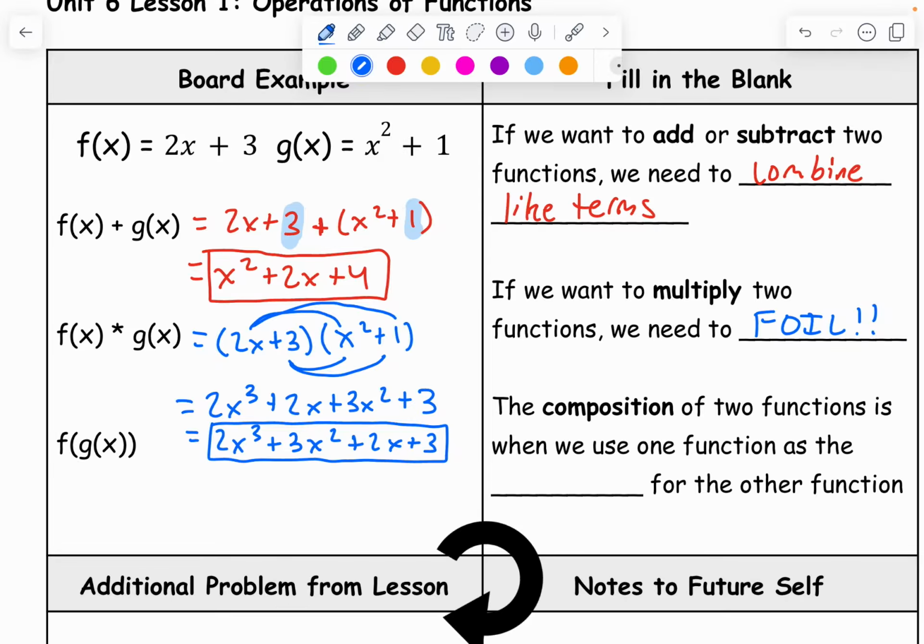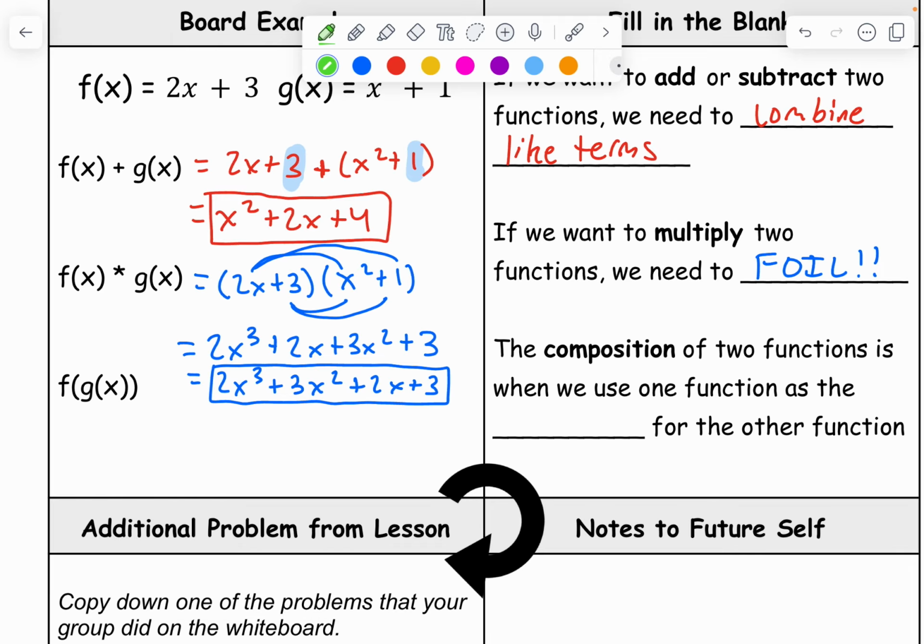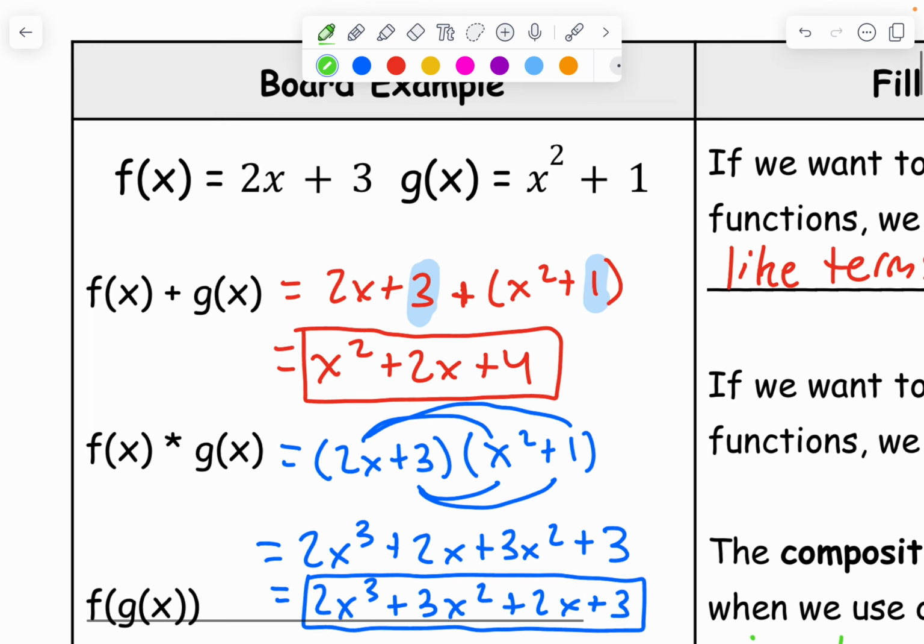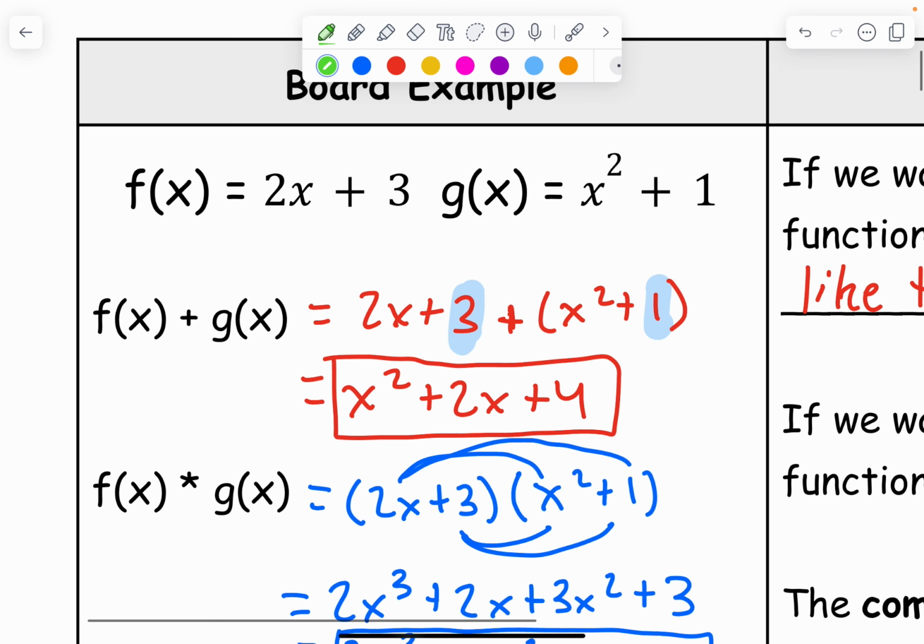Something you may not have seen before is the final one, which is composition, okay? Composition is when you have two functions, when you use one function as the input for the other function. So let's start with an example real quick that might prime your brain for what you're going to see. So let's say I have this function f of x.